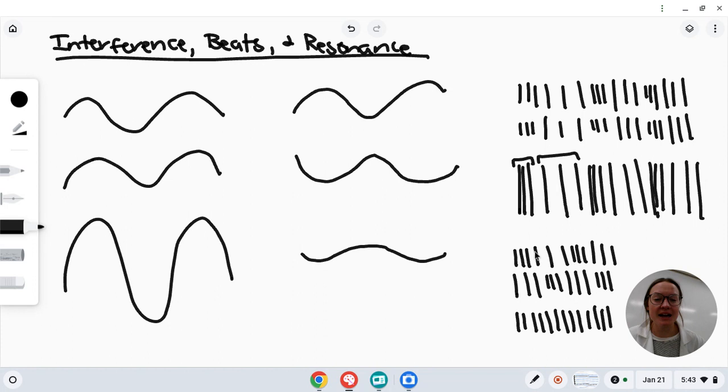Then I ask students, what if you had a compression lined up with a rarefaction like this? What would you get? For the most part, students answer that one correctly. They say you'd get a quieter sound because you got destructive interference here. Hopefully that's tracking with you all.